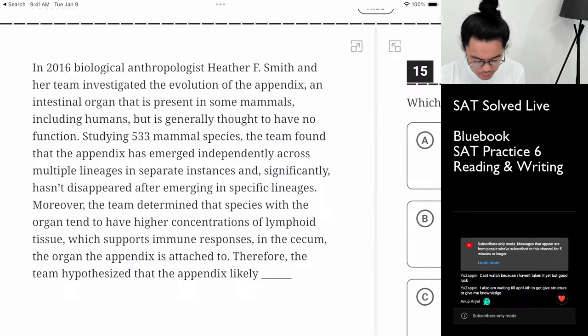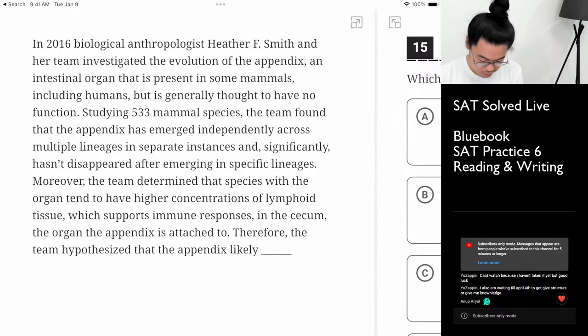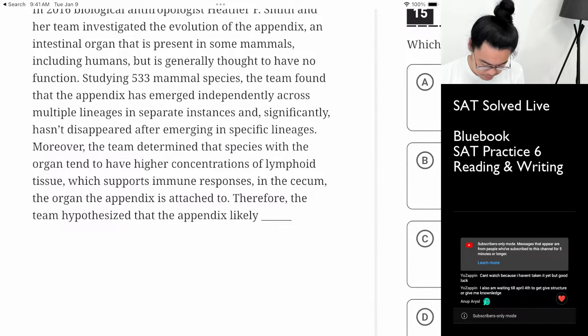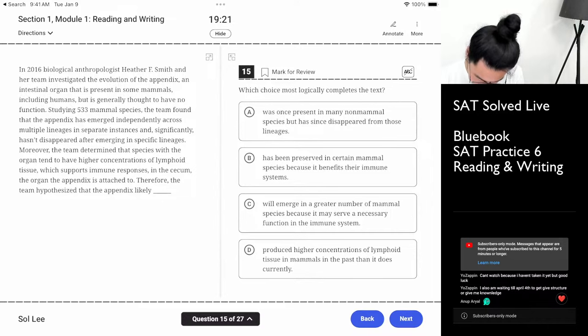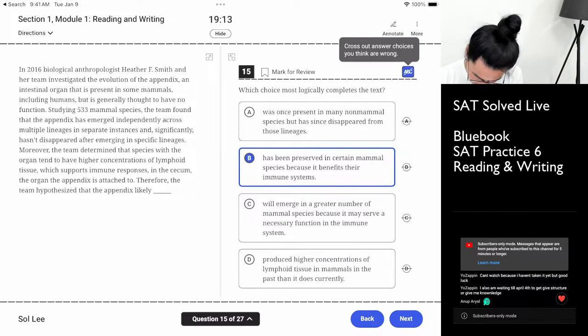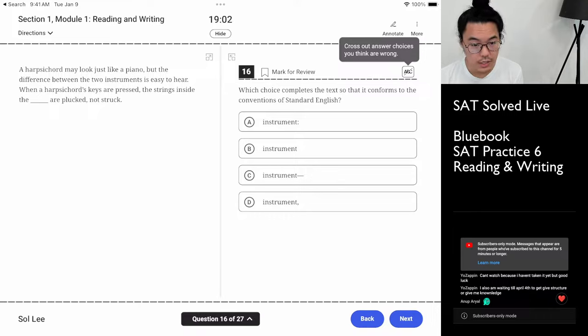In 2016, biological anthropologist Heather F. Smith and her team investigated the evolution of the appendix. Appendix, evolution, got it. Organ in mammals and humans, but not functional. Emerged independently, hasn't disappeared. So that implies maybe it actually is functional. It's functional with relation to lymphoid tissue and immune responses in the cecum. Likely helps with immune responses. Yeah, that is B. I'm just gonna double check. Yeah. Never mind. All right. So, man, I am so fast. Holy crap. Dude.